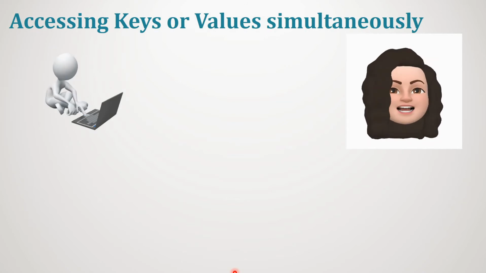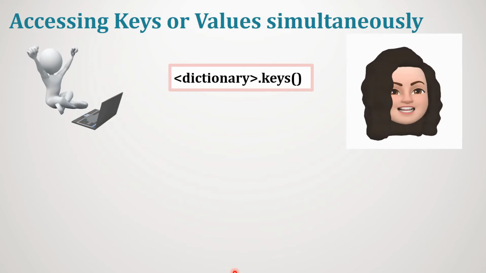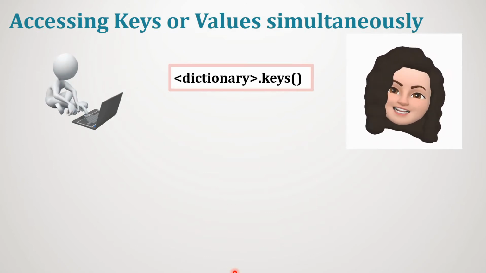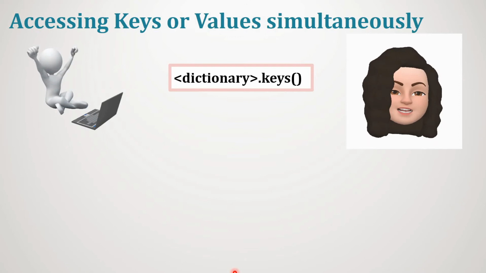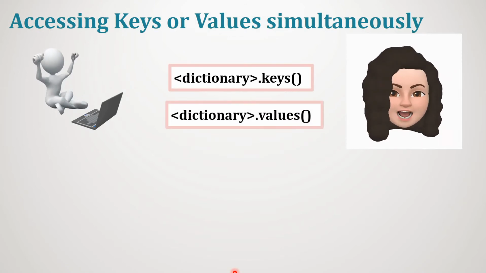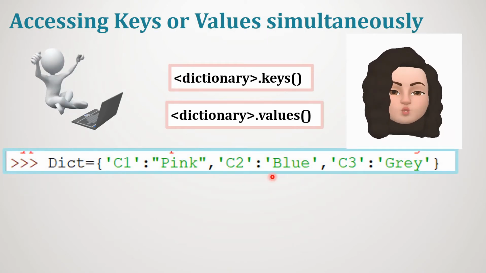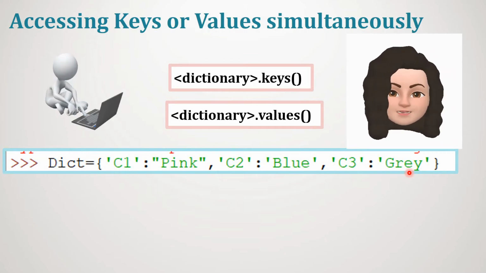To access all the keys or all the values of the dictionary simultaneously, we have to give the name of the dictionary dot keys. This will give you the entire keys of the dictionary. Dictionary dot values will give you the entire values of the dictionary. Look at the example. Dict is equal to C1 colon pink, C2 colon blue, C3 colon grey. So this is a dictionary. What are the keys of this dictionary? C1, C2, C3. The values: pink, blue, grey.